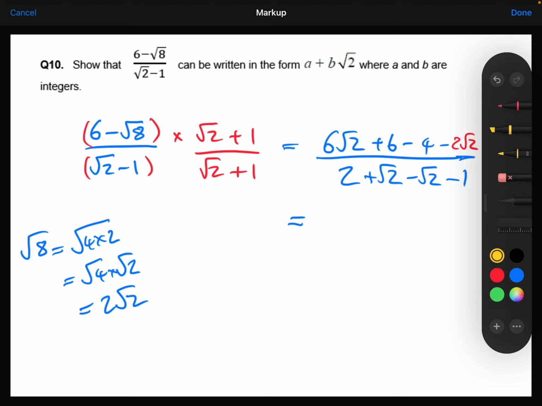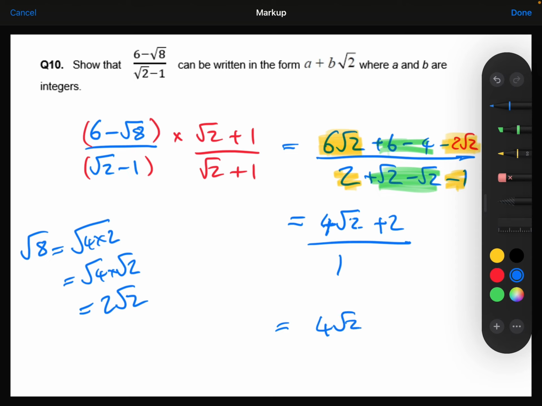Right, collecting up like terms, I've got 6 root 2 minus 2 root 2, which is 4 root 2. I've then got 6 minus 4, which is 2. On the bottom here, we've got 2 minus 1, which is just 1. And then we've got root 2 minus root 2, which is 0. So actually my denominator is just 1, and therefore we can rewrite this whole thing as 4 root 2 plus 2.